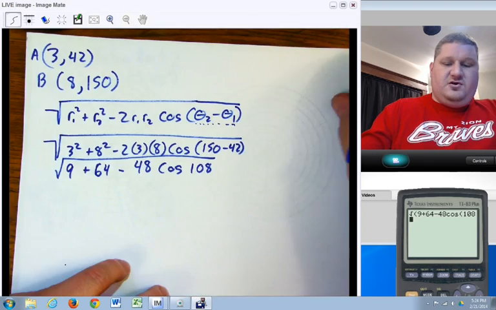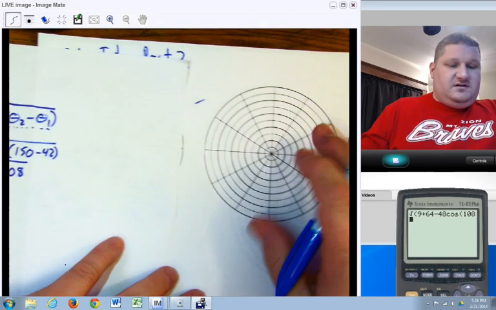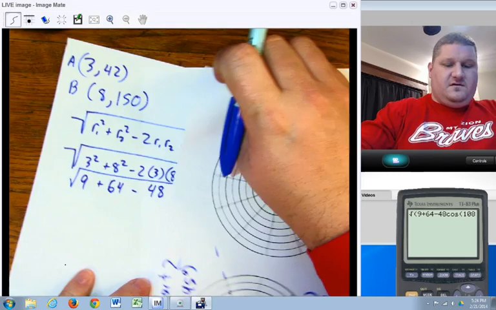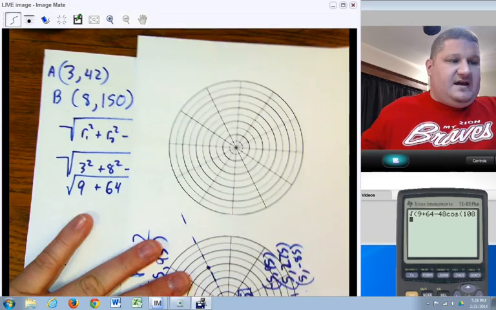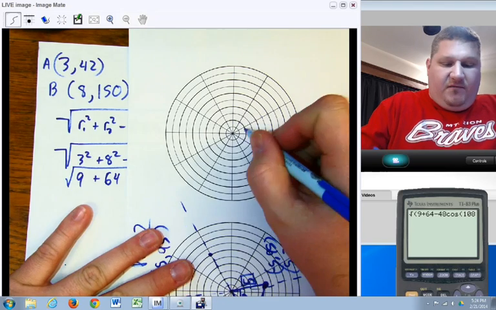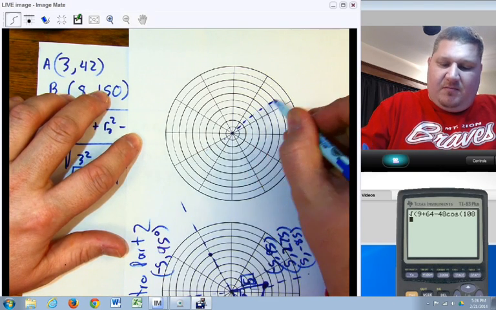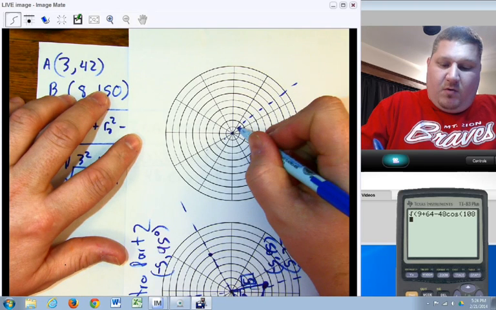Now, if we were to do one from scratch, let's go with 3, 42 and 8, 150. So 42 is going to be somewhere in this ballpark, and go out 1, 2, 3.